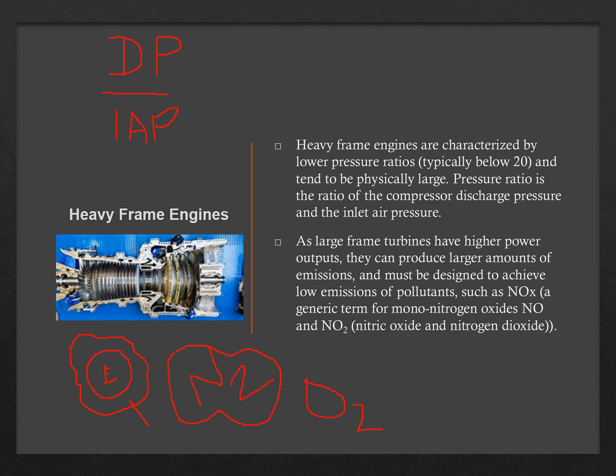Don't worry so much about your chemical stuff. If you remember, nitrogen with one oxygen is mono, so therefore monoxide. Nitrogen with two oxygens is di, so nitrogen dioxide. If you get that for your emission types, you're okay.